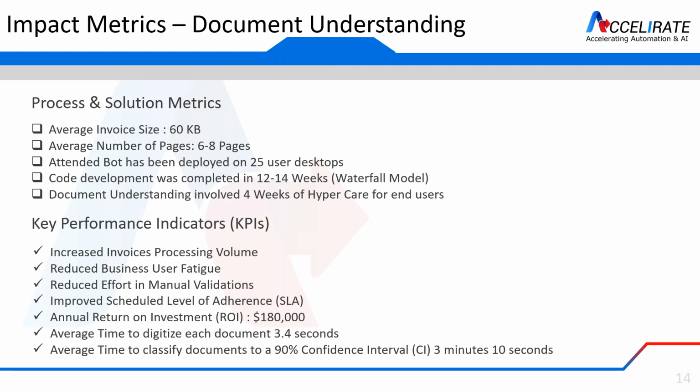So we were able to achieve the ROI figure of $180,000 on an annual basis, and this would significantly increase as the client adds more and more vendor invoices. So at this point, we have 64 unique vendor invoices, but the expectation and the assumption that we have by end of this year is that number would significantly increase to 200 vendor invoices.